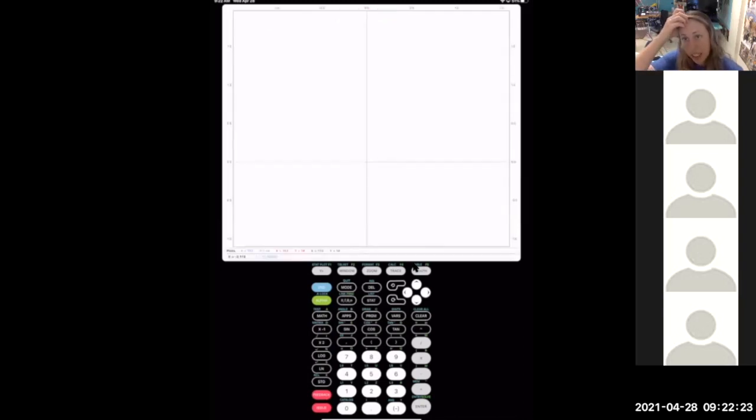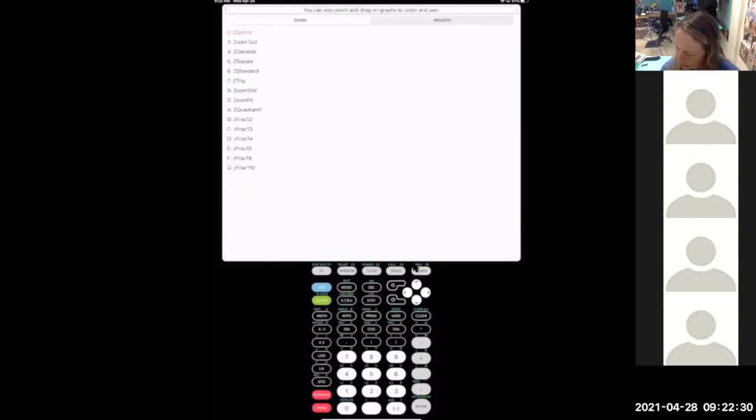And I had zoomed in a lot with my last problem, so I can't see my graph. So I'm going to zoom out. So we press the zoom button and then we zoom out and we keep doing it until we see something.